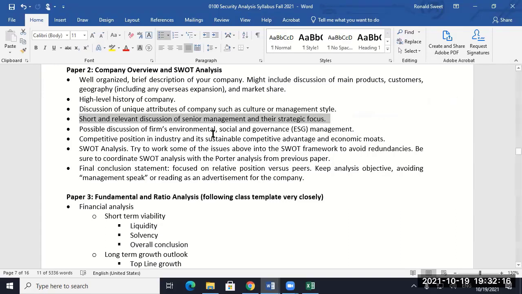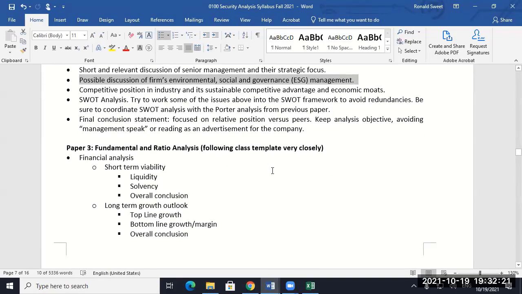And ESG can certainly be an important discussion, and I gave you that resource you can use. Bloomberg has something on that. You're not going to find that in example papers from previous classes because they just didn't do it.